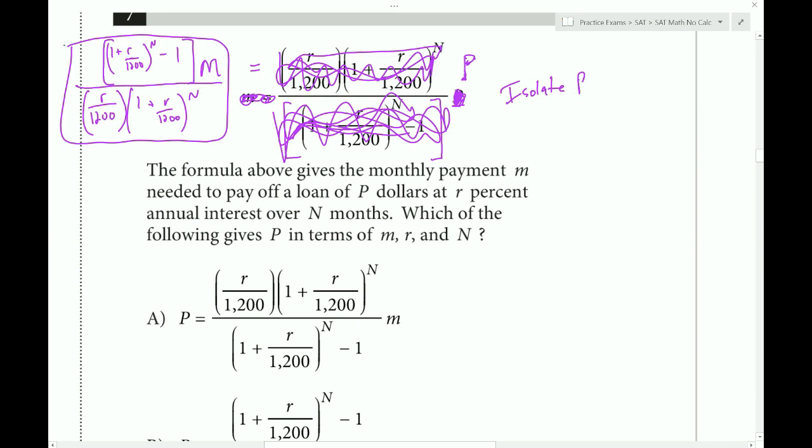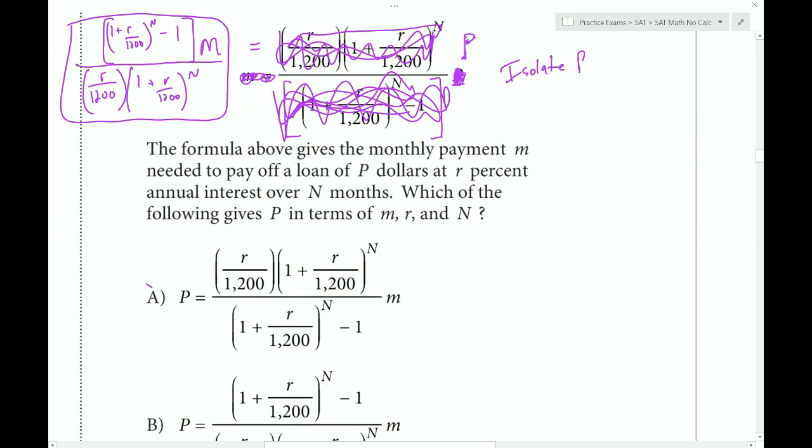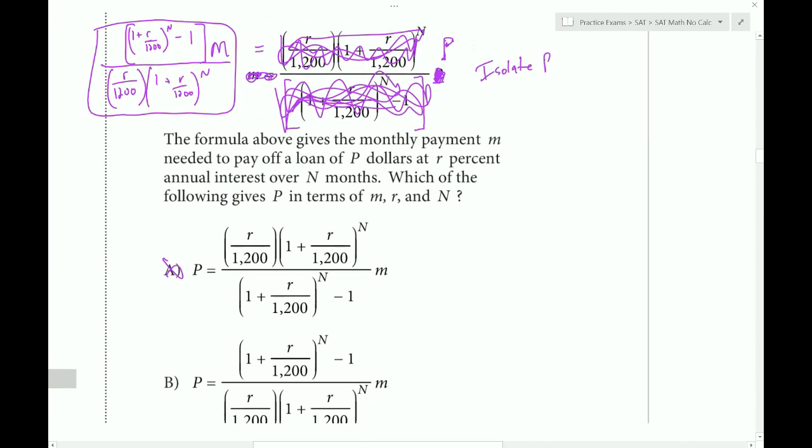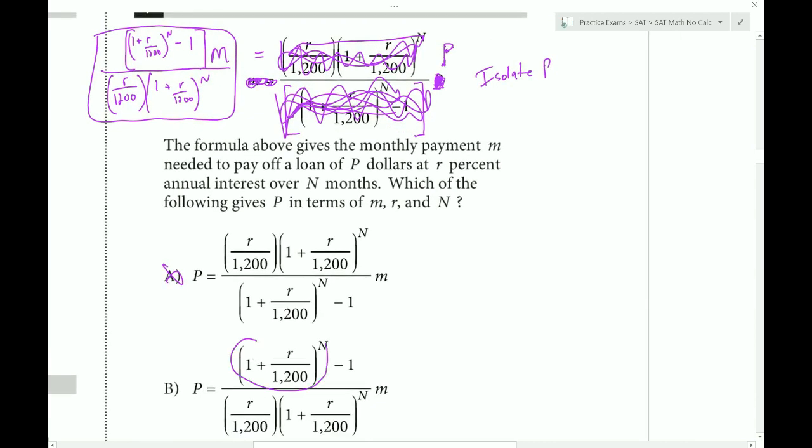Okay, so let's see which choice matches that. It's not A, because we want this in the bottom, right? Let's see. B looks promising, because it starts out with the correct piece here, with the minus 1. Then it has M, and again it writes it in this very frustrating way, but it is in the numerator effectively. And the denominator has the two correct pieces. So yes, B is correct.